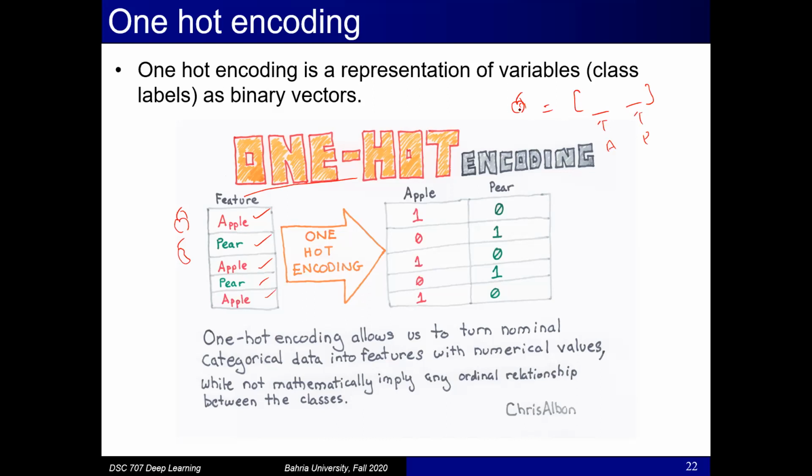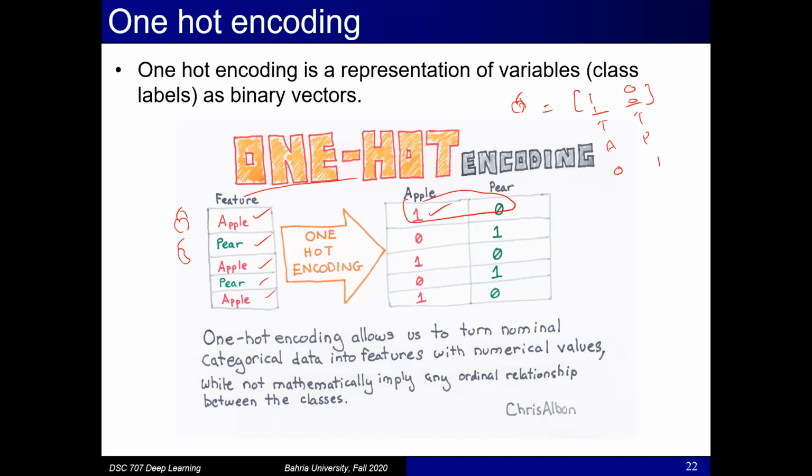So if it is an image of an apple, I will put a 1 here and a 0 here. If the next one is an apple again, I will put 1 here, 0 here. If it's a pear, I'll put 0 here and 1 here. It means one hot simply means that this is one vector in which there is only one value which is 1 and the rest everything is 0, because one object can belong only to one class, right?